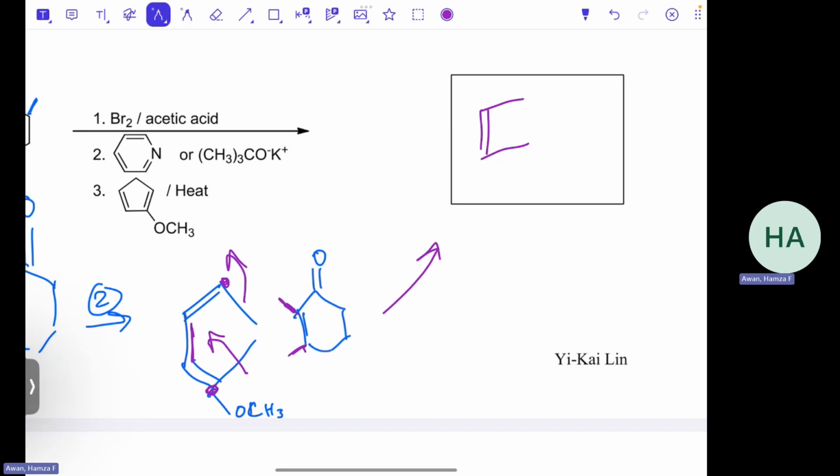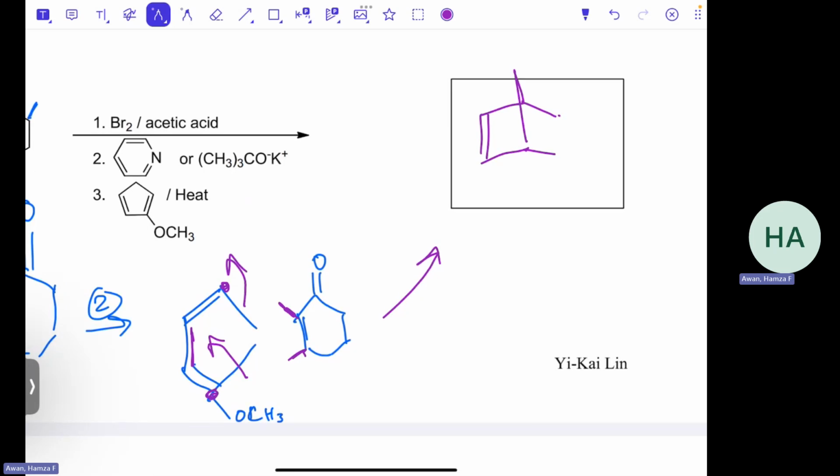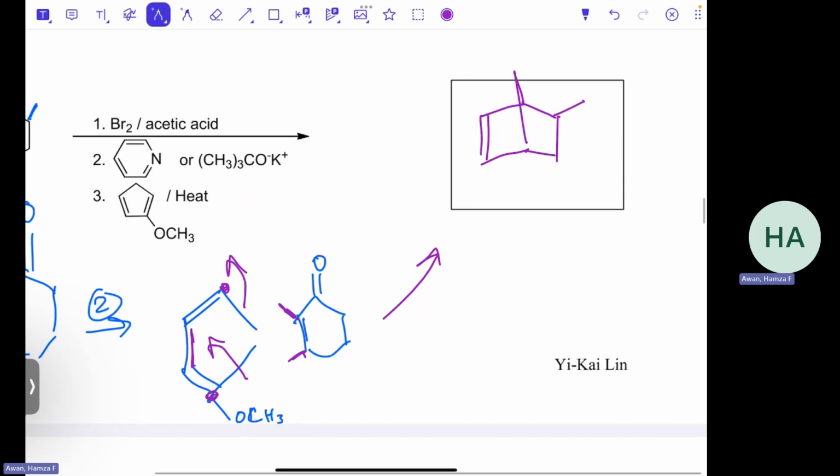So we're going to form our bicyclic structure. We're going to have our 4 carbons and then the bridgehead. And then we're going to continue it, and this time it's going to be connected to a cyclohexane. So we're going to close that off, and then we know that this is a cyclohexane right here.